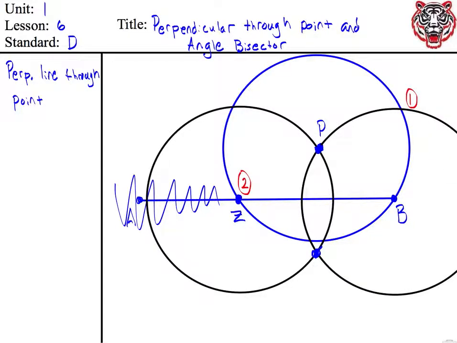So that was, I'm going to call this step 3. Wait, that wasn't step 3. Step 3 was doing these circles. And then step 4 was making these points. And then step 5 is doing this. We have a line now, a line segment.